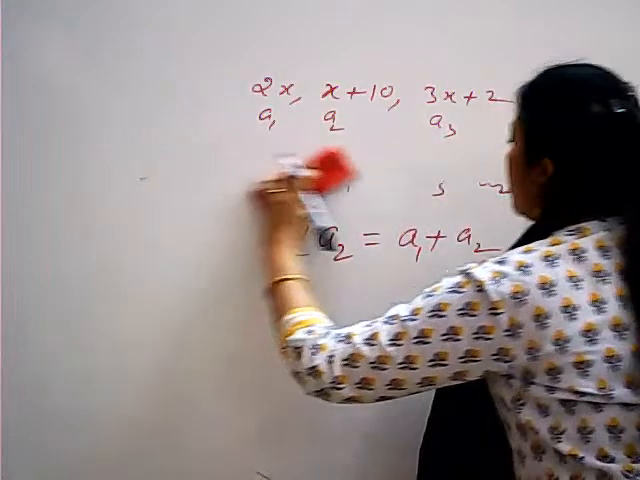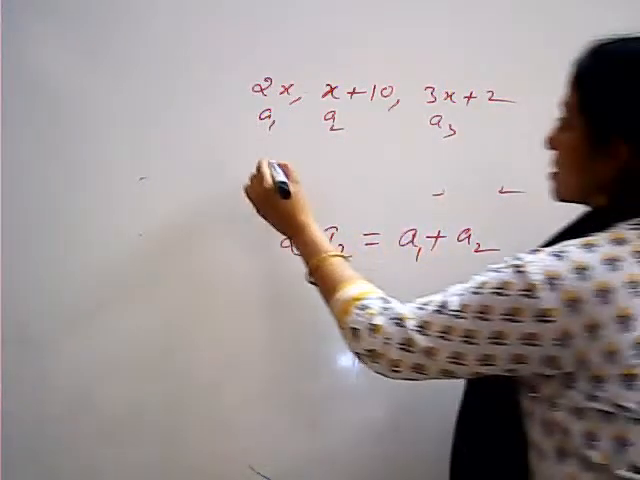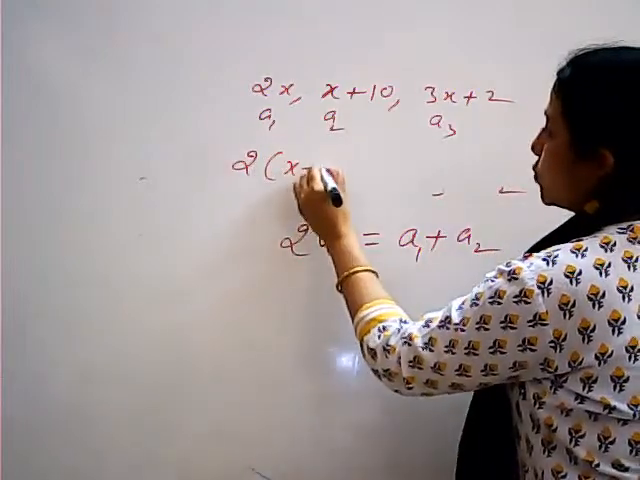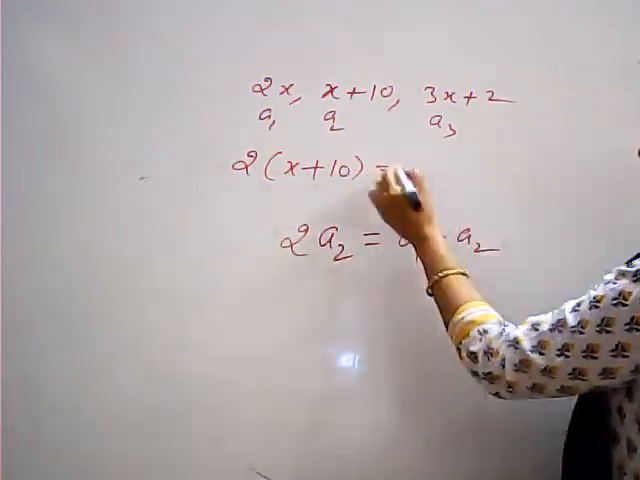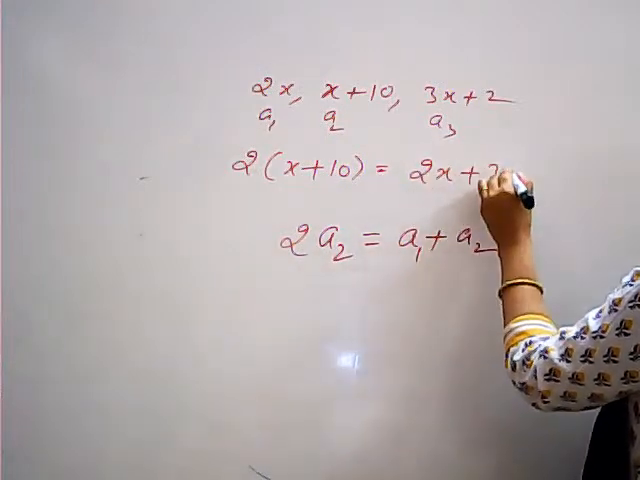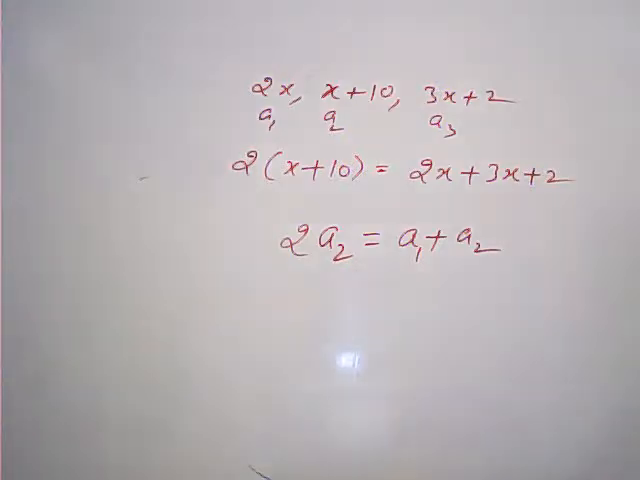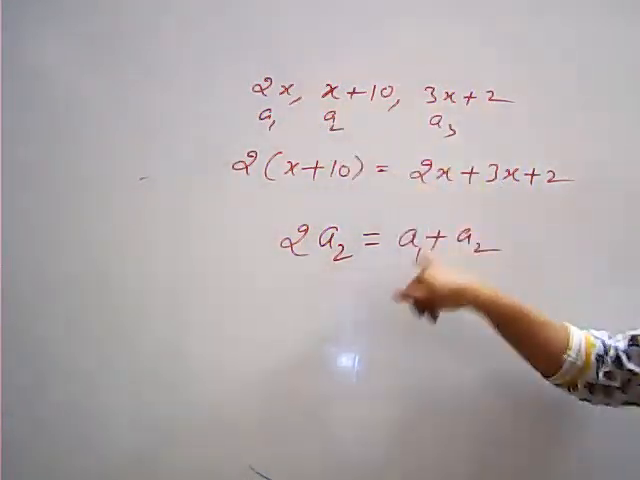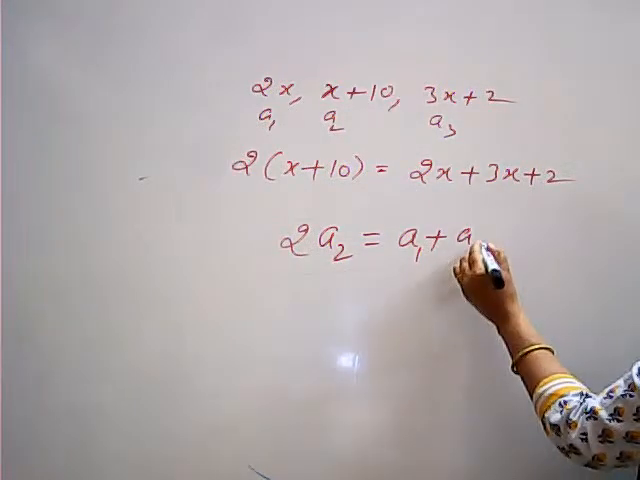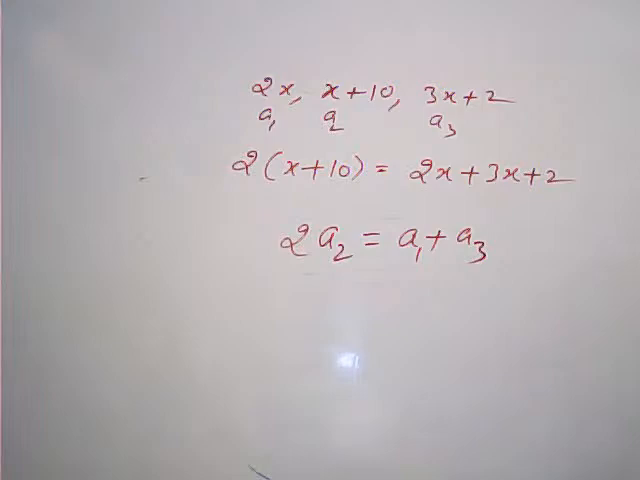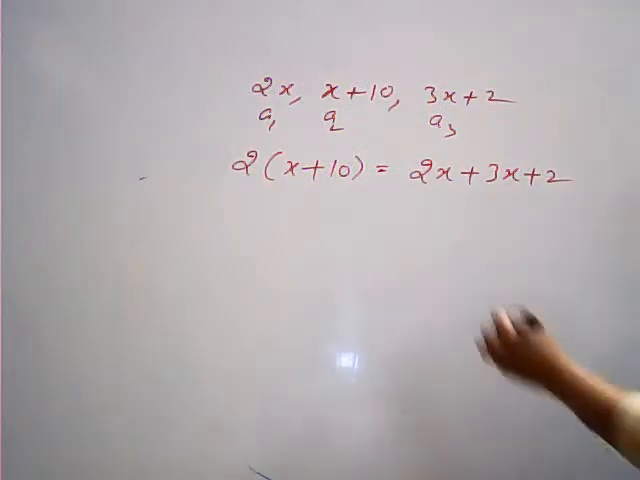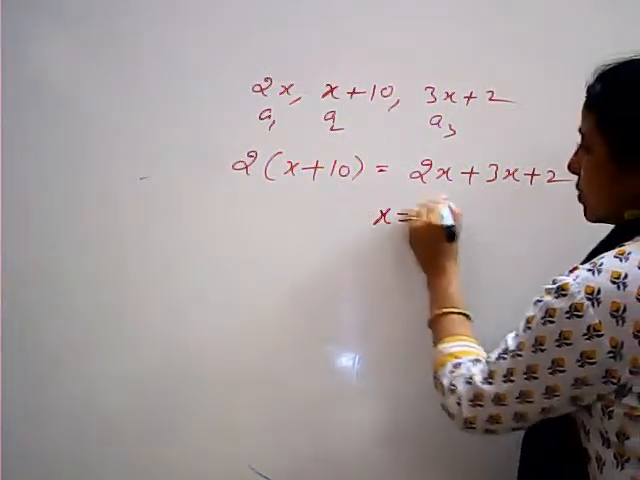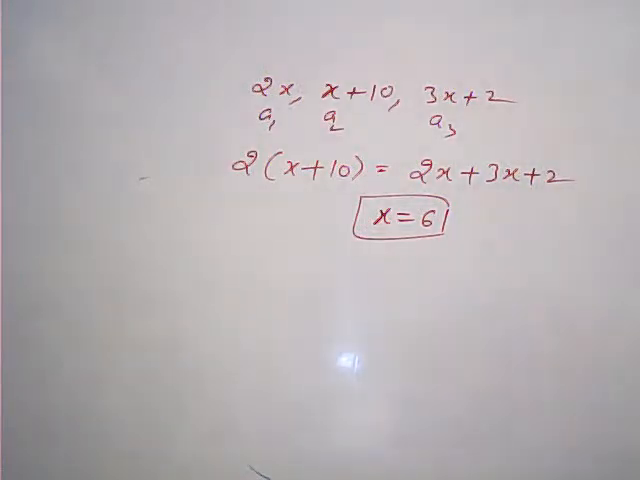So I am putting the values here. So twice A2, which is x plus 10, is equal to 2x plus 3x plus 2. You can write that in the form of difference also or in the form of average also. So you will multiply the middlemost term by 2 and add the extreme terms. So this is A3. Now after solving, you will get your answer as x equal to 6. So this is the answer for question number 4.